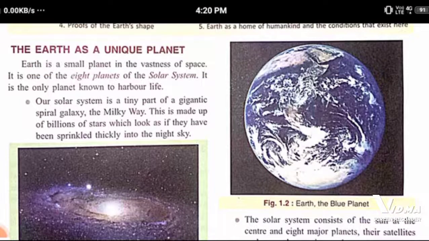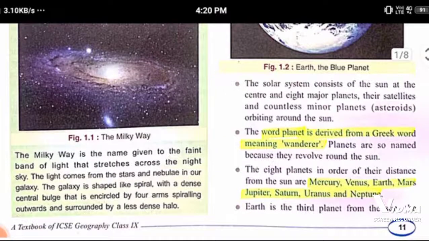Now we are going to discuss the Milky Way. Milky Way is a name given to a faint band of light that stretches over the night sky. It is visible mostly in the night sky. It is a belt of light. How is the light given? By the stars and the nebulae. What is nebulae?